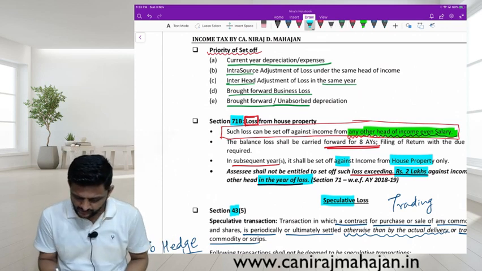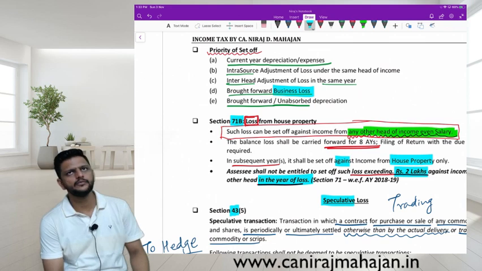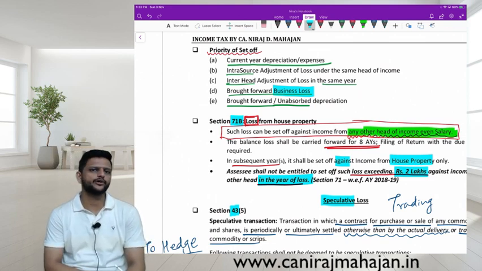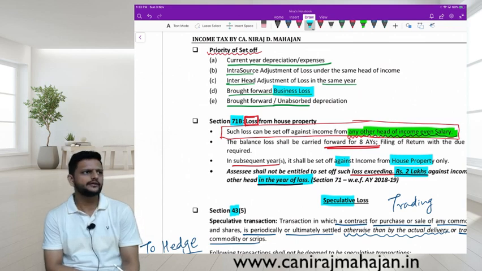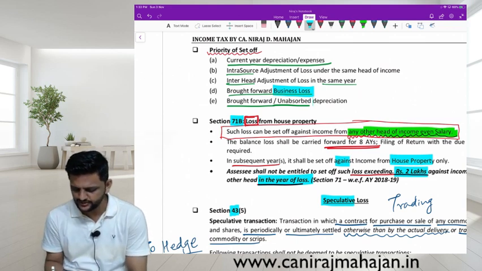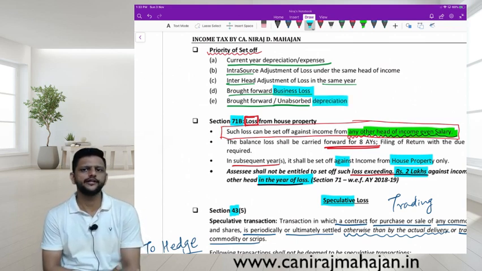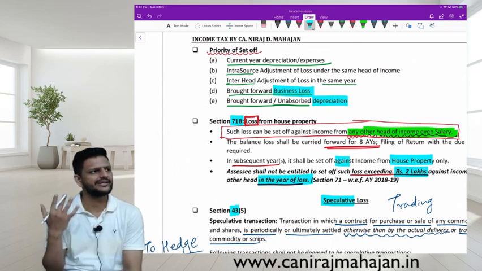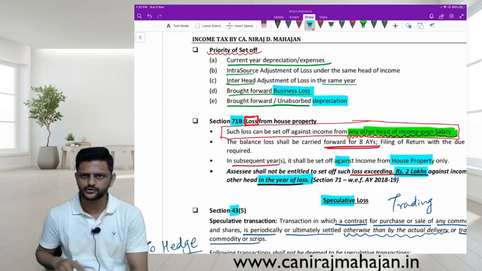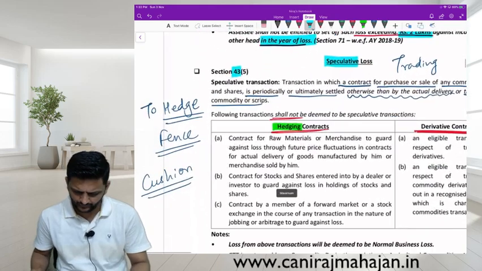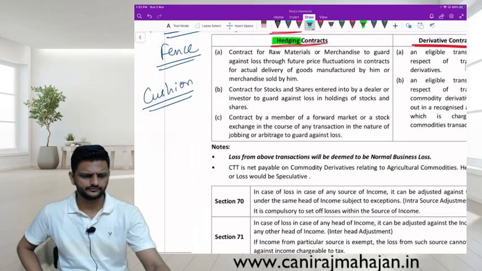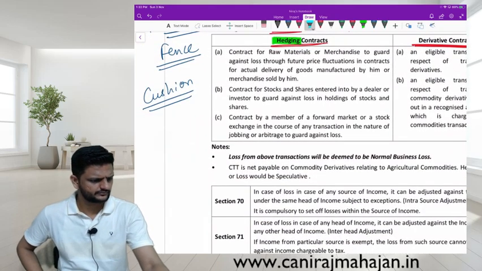Now tell me, business loss has some expiry period or not? How many years? 8 years. But this depreciation is indefinite, correct? That's why it is given such last priority. Understood? Check question 4.